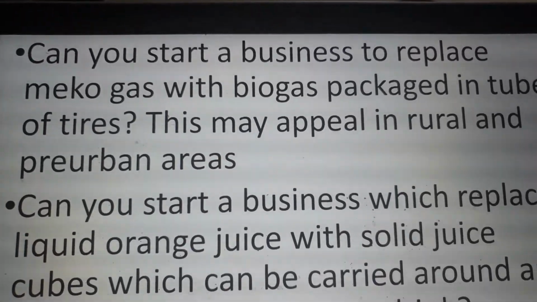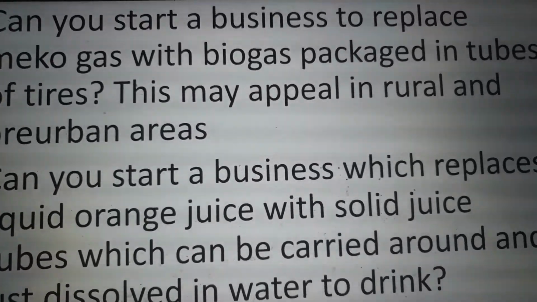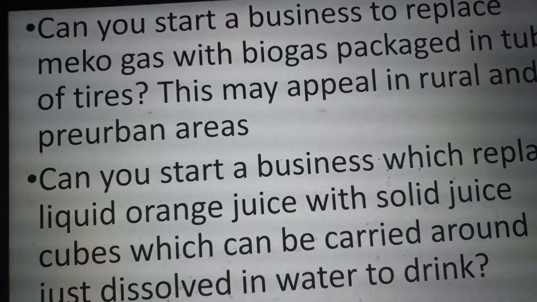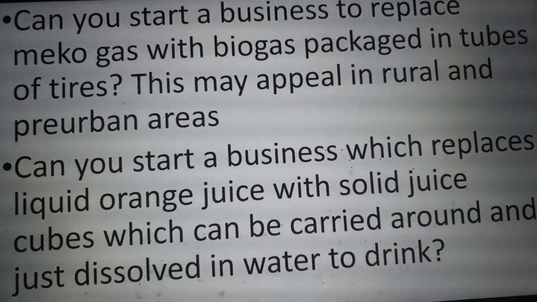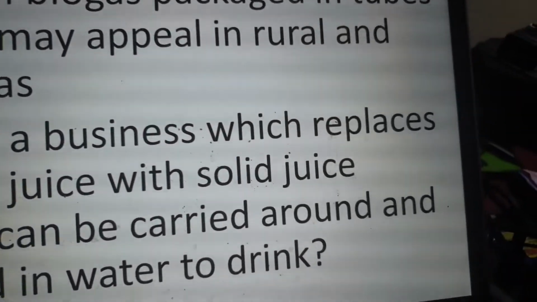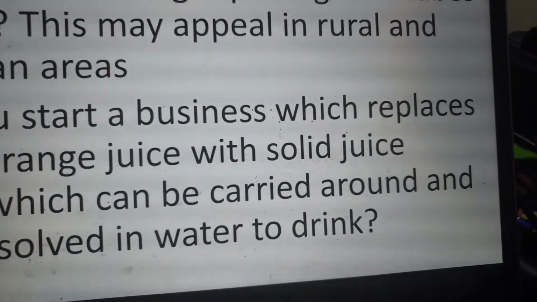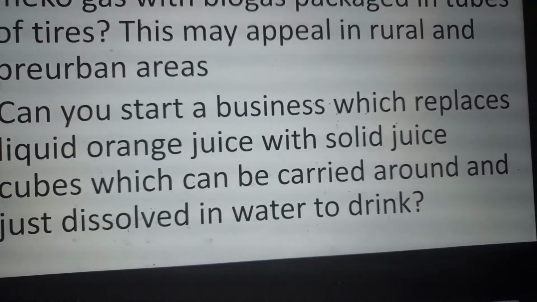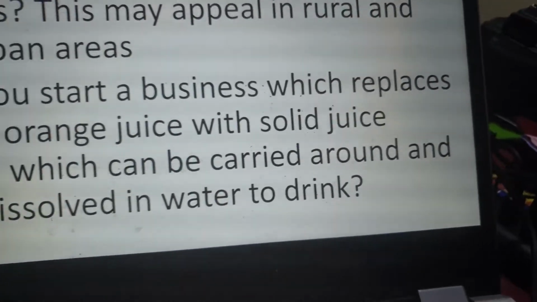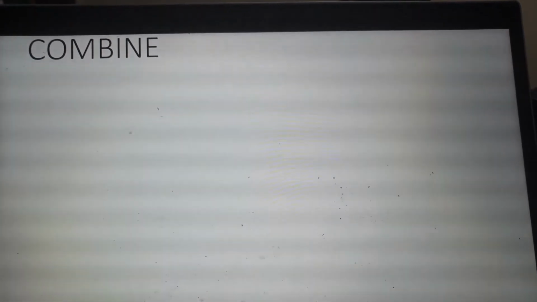Now, can you start a business to replace, let's say, Meco gas with biogas packaged in tubes of tires? Think about it. This may appeal in rural and peri-urban areas. Can you start a business which replaces liquid orange juice with solid juice cubes, which can be carried around and just dissolved in water to drink? Think about that. Now let's go to combine.